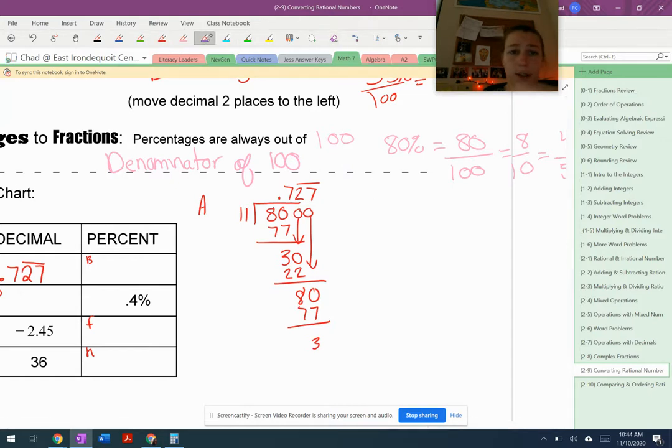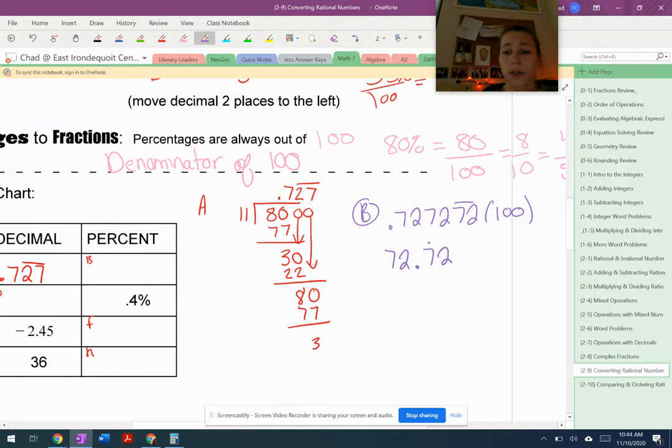Let's not use pink, let's use purple. So 0.727272 times 100 is 72.72 repeating.